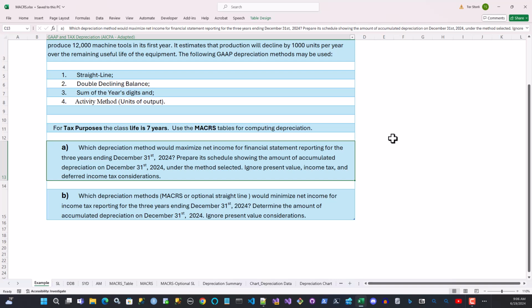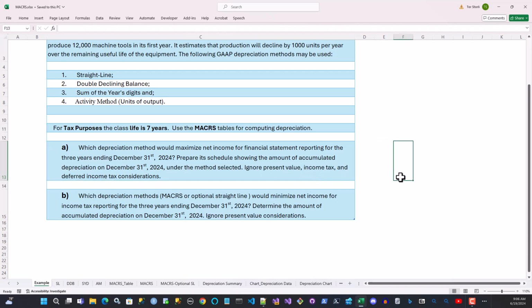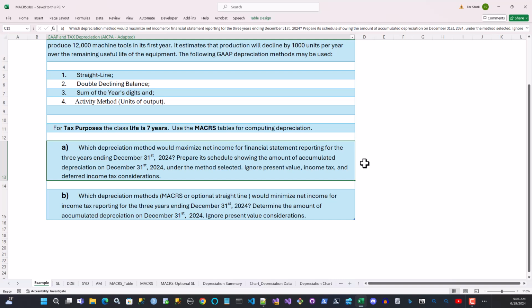Now, here is the question: which depreciation method would maximize net income for financial statement reporting? That's related to GAAP, for the years ended December 31st, 2024. So we're going to prepare a schedule, and we're going to show the accumulated depreciation and so forth. We're not going to deal with present value, meaning the time value of money, income tax, and deferred income tax considerations, which is a second type of topic that relates to corporations. We deal with taxes versus accounting methods.